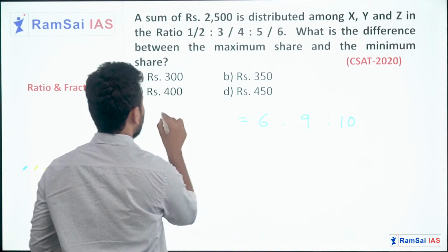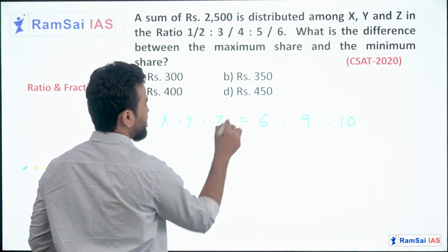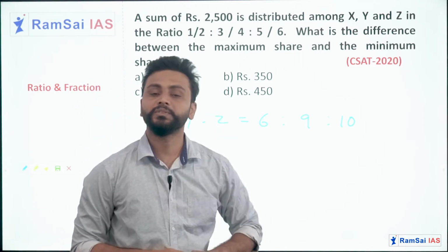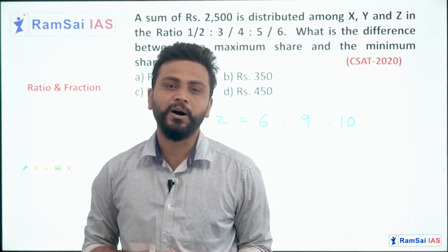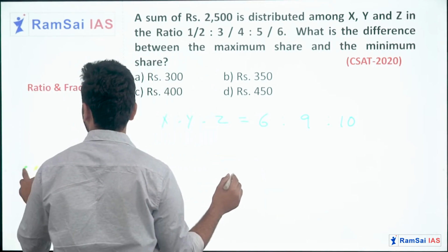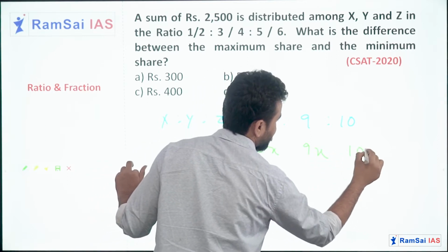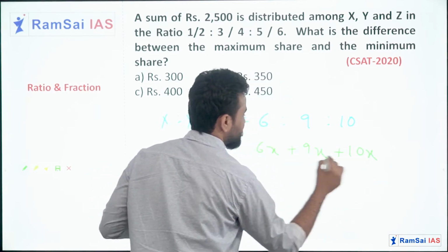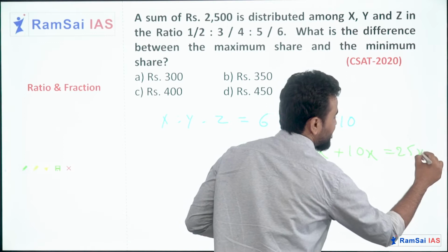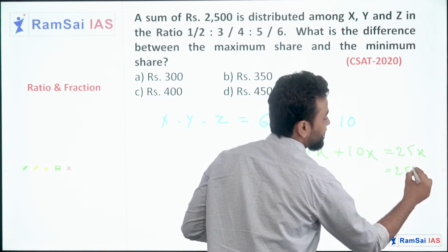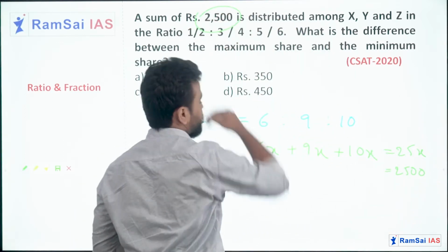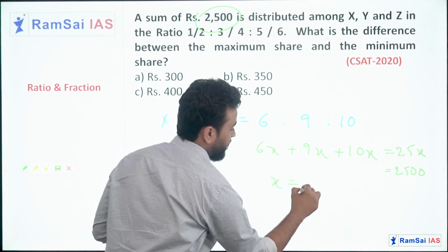Now this is the ratio in which x, y, z are distributing the total amount of 2500 rupees. Generally we know how to solve the problem. We will consider these as 6x rupees, 9x rupees and 10x rupees. So the total amount is 25x rupees, which is equal to 2500 rupees according to the given question. So here x becomes 100 rupees.